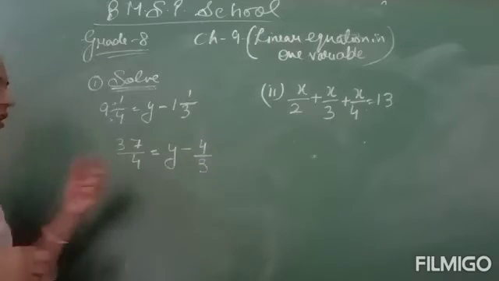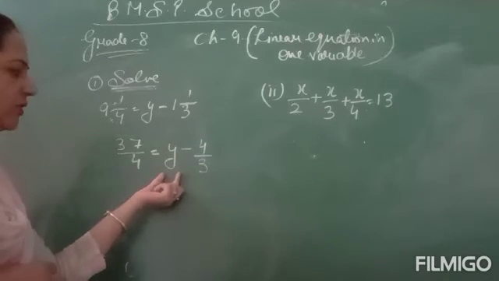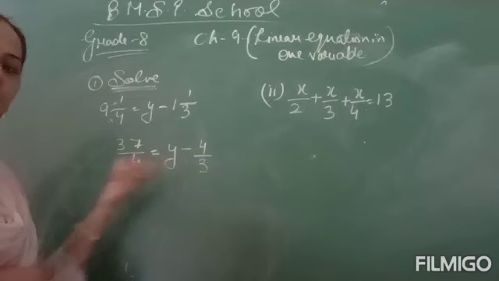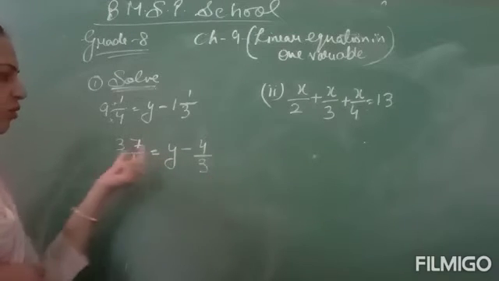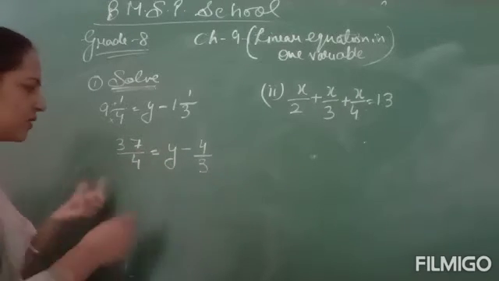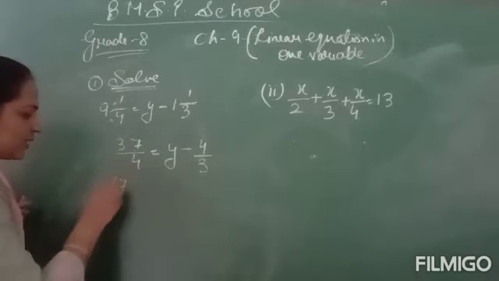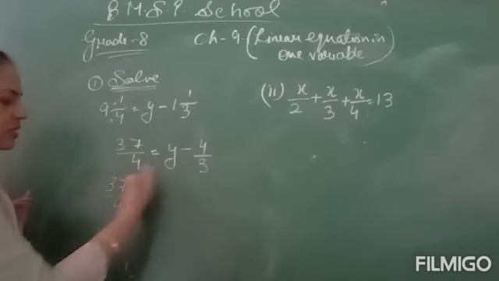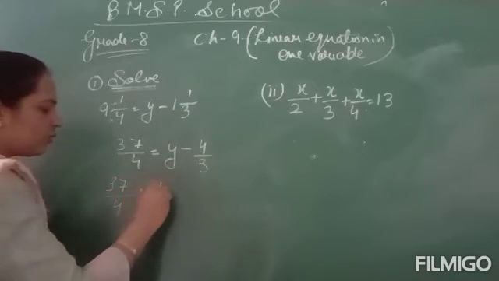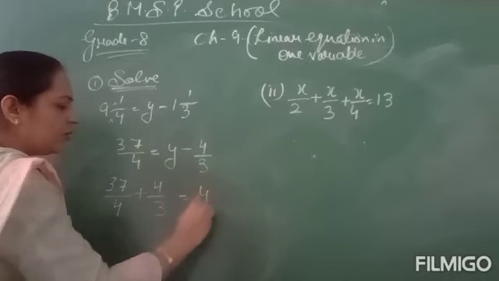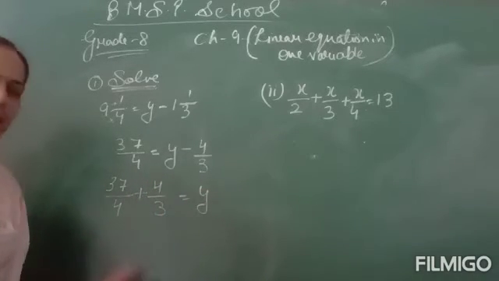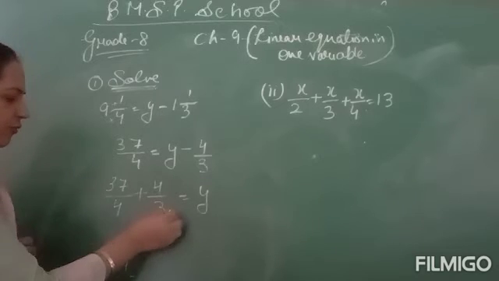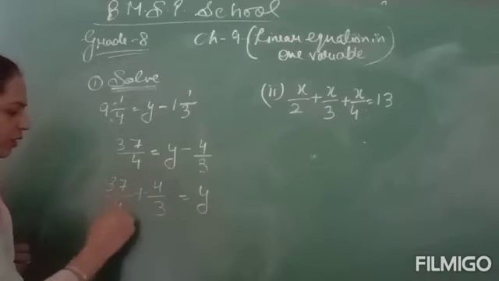Now if I need the value of this term, it must be on one side and the other terms on the other side. So here is minus 4 by 3. When it goes on this side, it will become plus 4 by 3. Here is already 37 by 4, so when this comes on this side it will become plus 4 by 3 is equal to 1. In two ways you can do the addition: you can do LCM, or you can do the butterfly way, as I already told you.